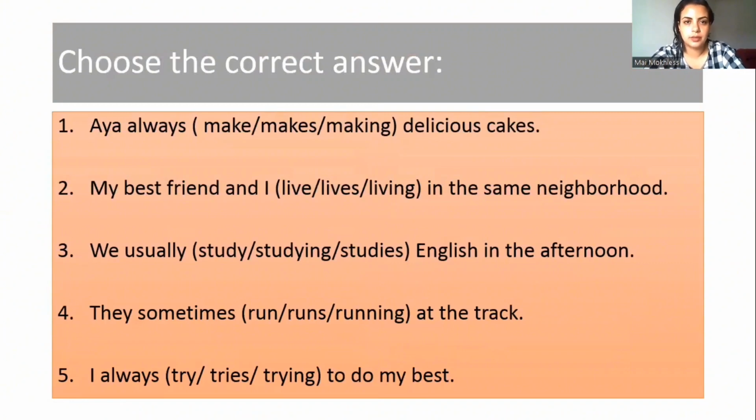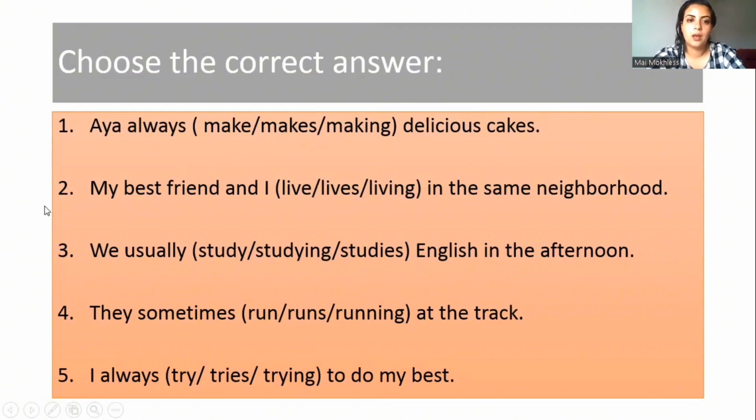Let's try to answer these questions. Choose the correct answer. Number 1. Aya always makes making delicious cakes. Let's look at the subject. Always means that this is a present simple tense. So singular subject goes with verb plus S. So Aya makes delicious cakes.